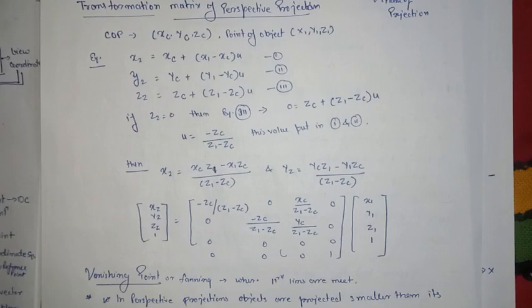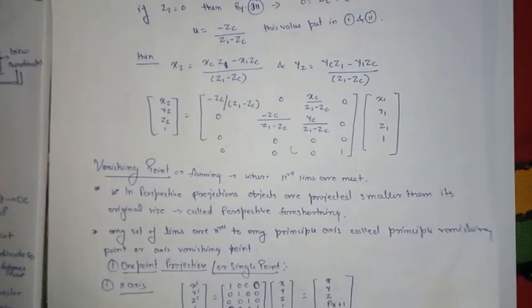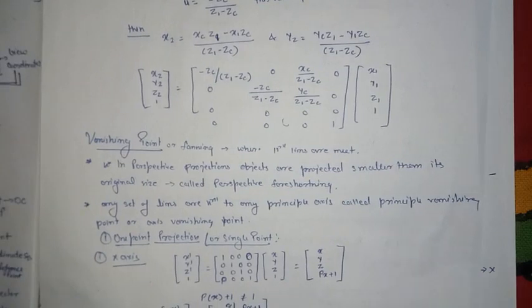Now we come to the types of perspective projection, but before that I have to tell you about one more topic, called the vanishing point. What do you mean by vanishing point? Let's take an example before giving the definition. When you look at a railway track, both tracks are parallel to each other, but when you look far away, you feel like the parallel lines are meeting each other at one point. That point where the parallel lines meet is called the vanishing point.